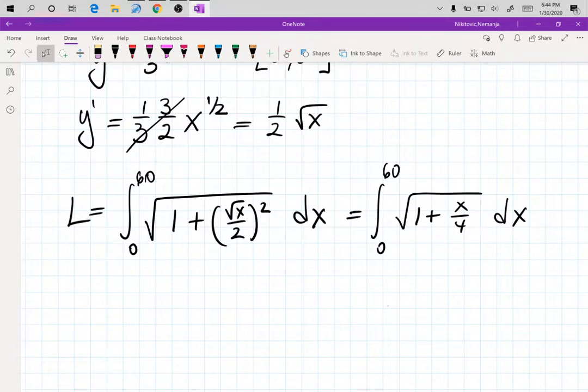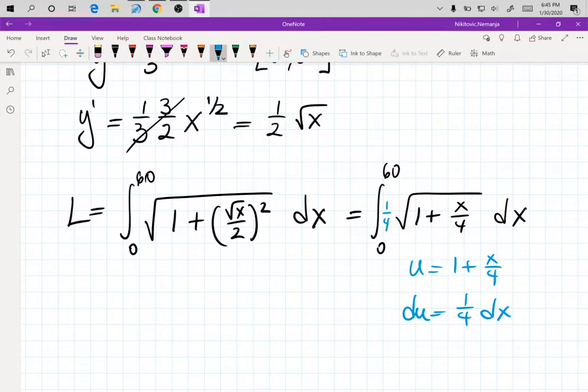How many integration methods do you know? You know two, basic and U-sub. What is this one? U-sub, right? So U is the mess under the square root. du is 1/4 dx, because the derivative of 1 is 0, the derivative of x is 1, so just 1/4 dx. I don't have 1/4, so I have to put that 1/4 in and balance it with a 4 on the outside.